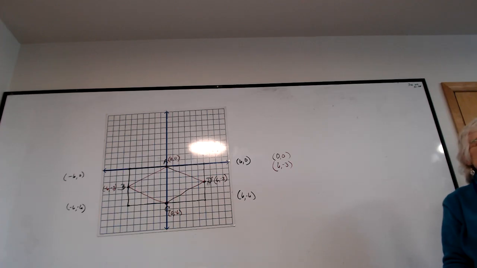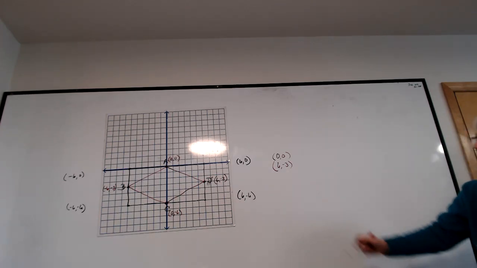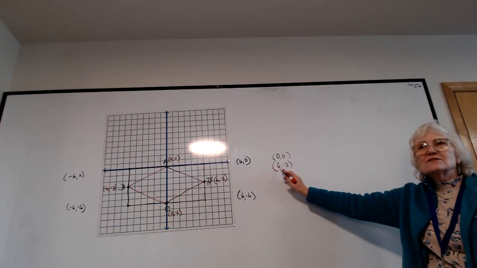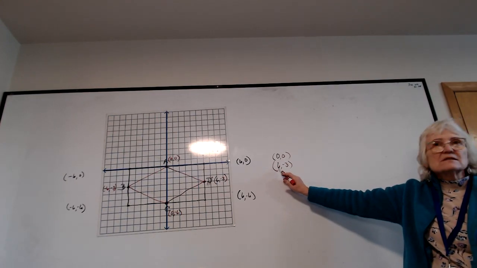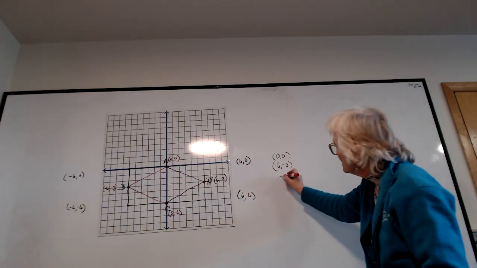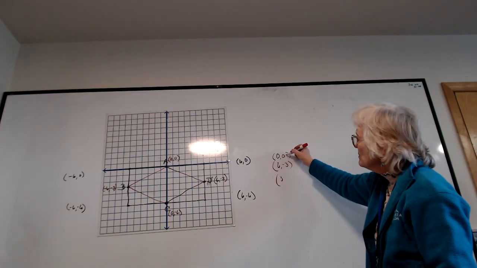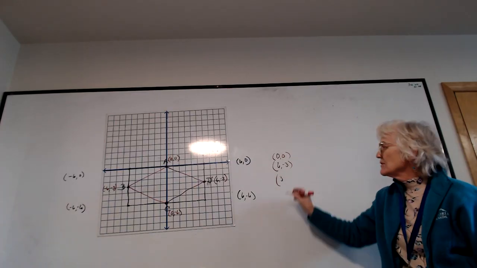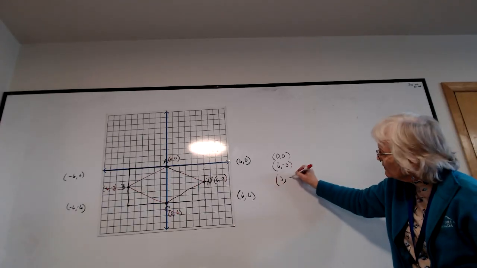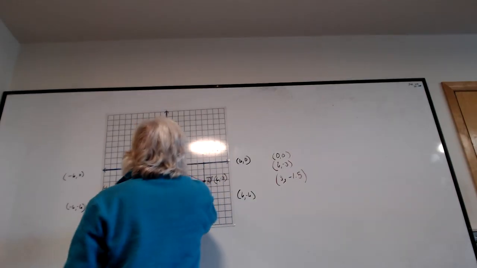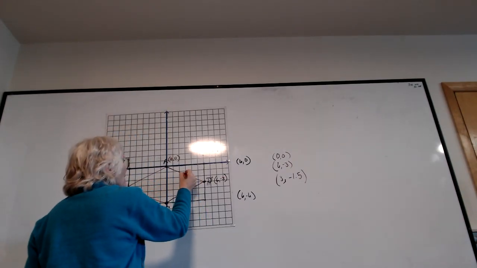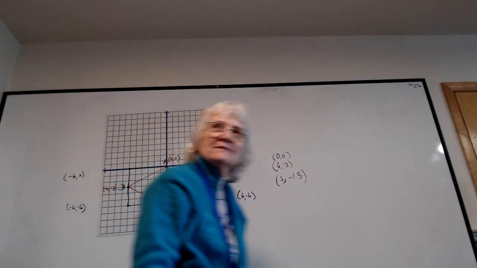Do you add them? No, never mind. I want to find the midway between these two, right? What's the midway between 0 and 6? 3. 3, okay. What's the midpoint between 0 and -3? -1.5. Okay, let's see. We go over 3 and down -1.5. Oh, look at that, it's the midpoint.